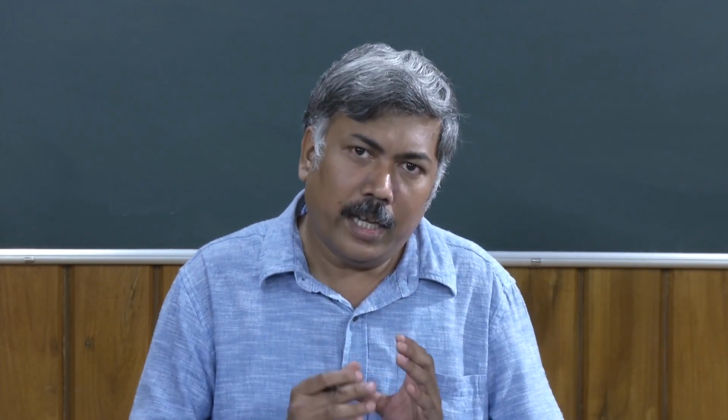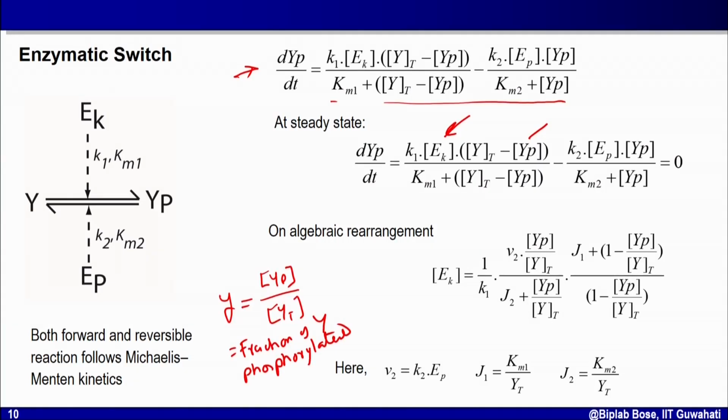So that's why, and also for the ease of algebra, rather than keeping Yp separate, we have made it a ratio of Yp by Yt, and that can be done easily algebraically from this relation, and I can get this whole algebraic relation that you have seen here. Now this looks a bit complicated, and I have done some simplification also. For example, V2 is actually nothing but K2 into Ep. Obviously K2 is a rate constant. Ep is also a constant because of the concentration of the phosphatase enzyme.